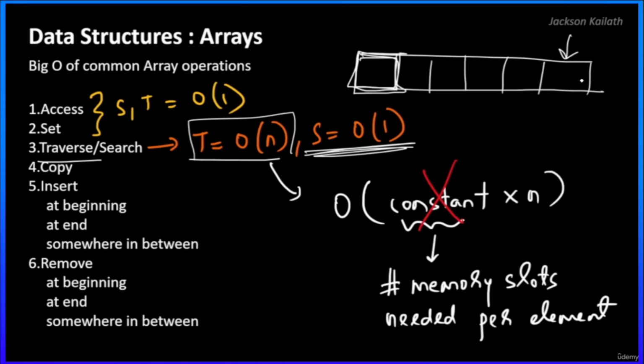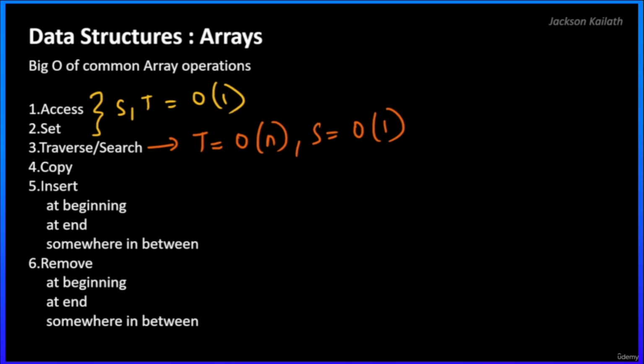We are just moving through the array, right? We are not creating a new array or a new hash table, etc. So we are not using additional space. So that's why it's O of 1 space complexity. All right, now let's proceed.